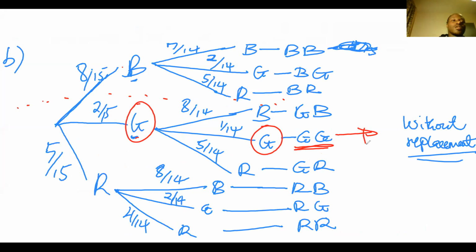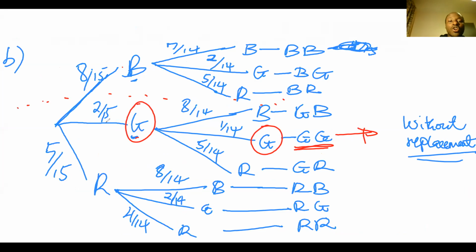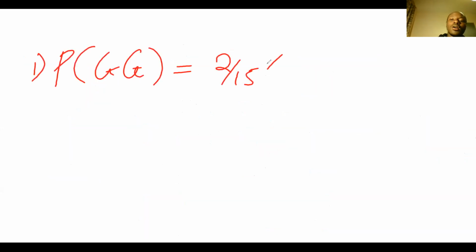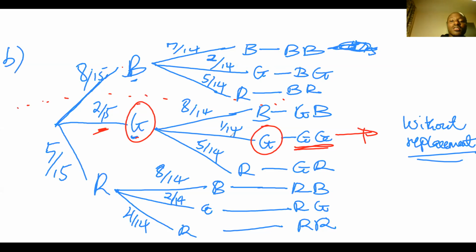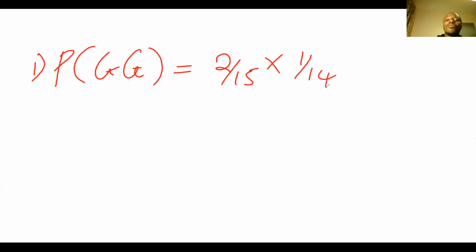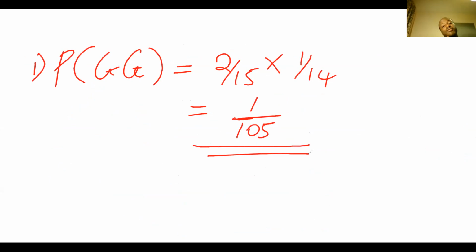So the probability that the first ball is green and the second ball is green. So remember, the first ball is green, the probability is 2 over 15, times the probability that the second ball is green is 1 over 14. So due to without replacement, 1 over 14. So that is 7. So it's 1 over 105. Okay. Then part B.